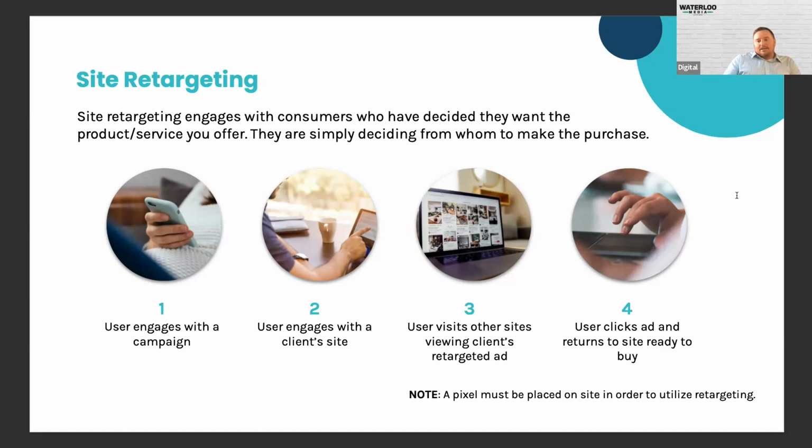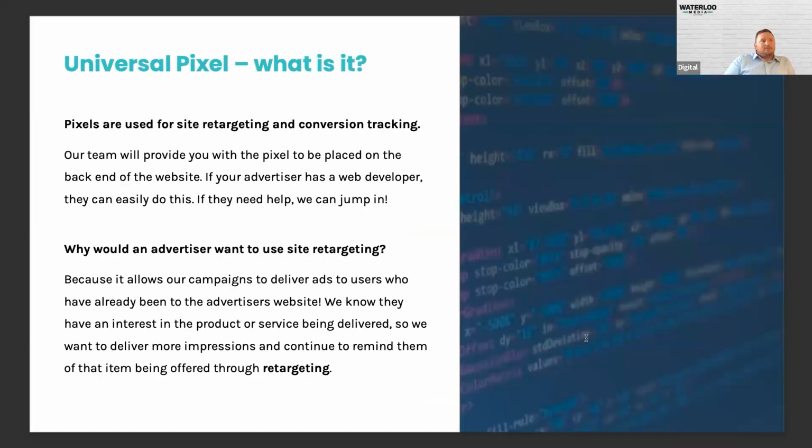This is obviously a very highly intentful audience, targeting repeat customers or people who are familiar with your brand, and driving more brand affinity. And obviously the note is a pixel must be placed on your site in order for us to track them. Well, what does that mean? What is a pixel? Pixels are used for site retargeting and conversion tracking when running campaigns, right? So our team can put a piece of code on your website that doesn't affect site speed or load speed, but allows campaign teams to see the audience that's coming to your site, create that retargeting pool, and then follow them afterwards through cookie data.